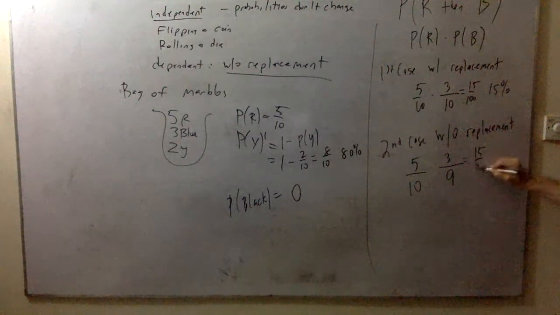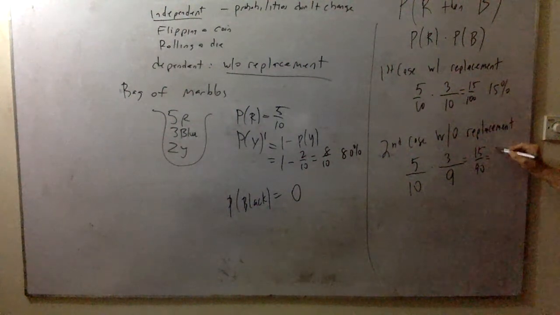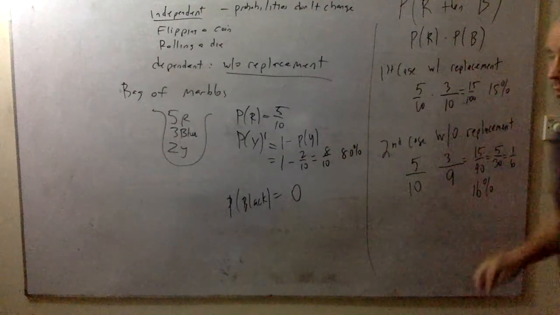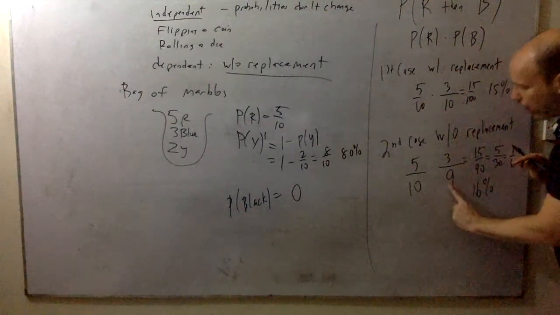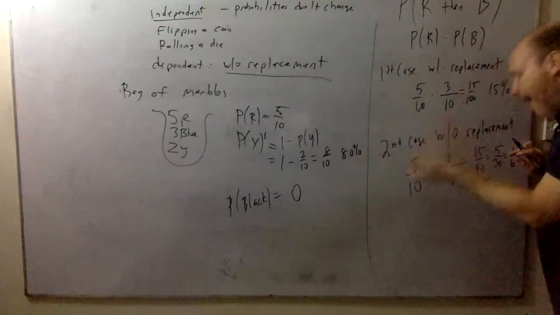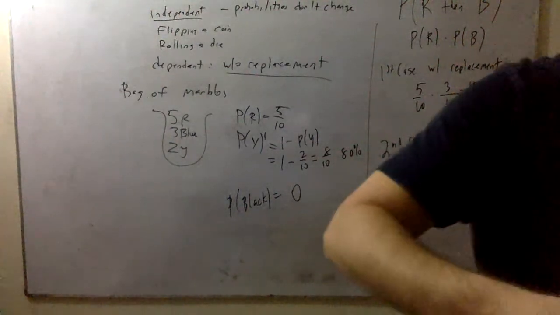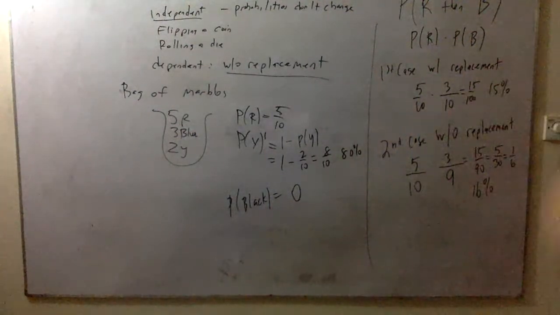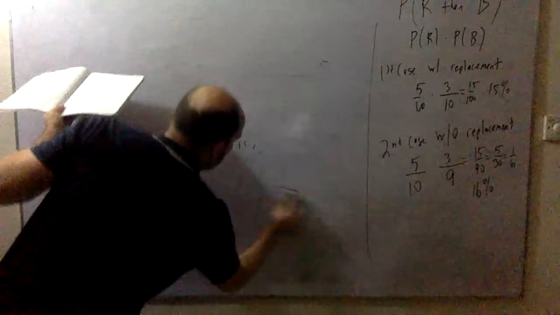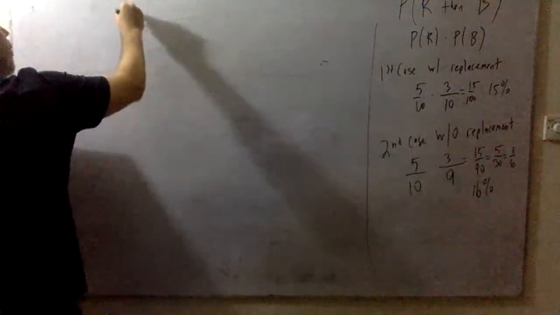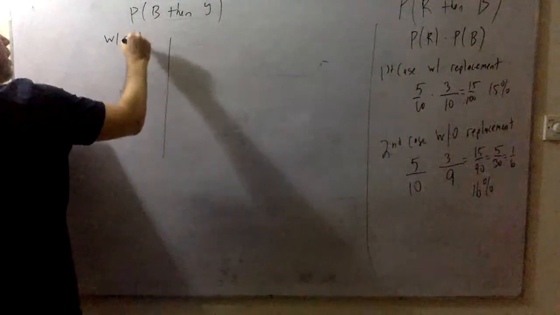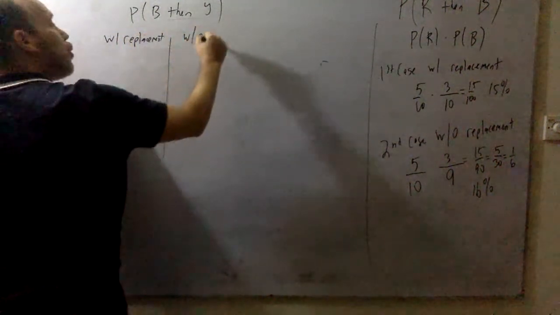Final answer, 15 over 90, which is, let's divide it by 3. 5 over 30, 1/6. Final answer, 16%. So we see without replacement, it affects the second probability. In this case, B is dependent on A. Let's try another example with or without replacement. Blue, then yellow. Let's say the probability of blue, then yellow. So 2 cases, with replacement, without replacement.